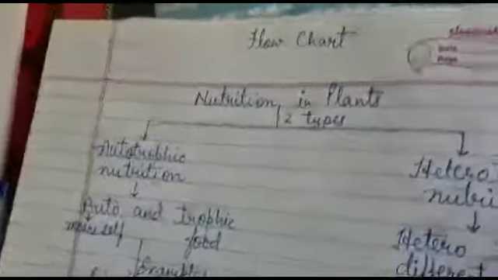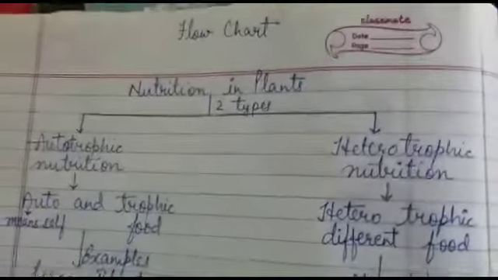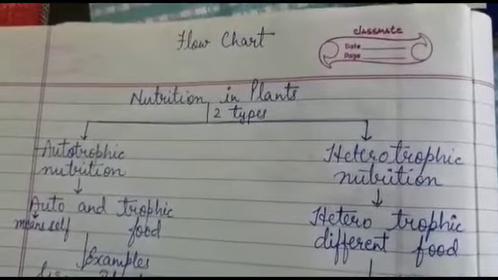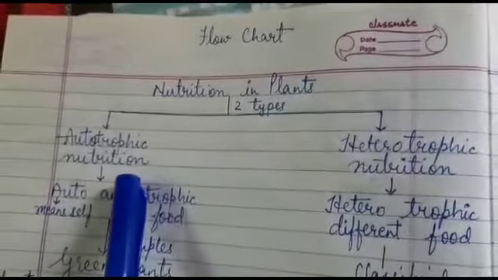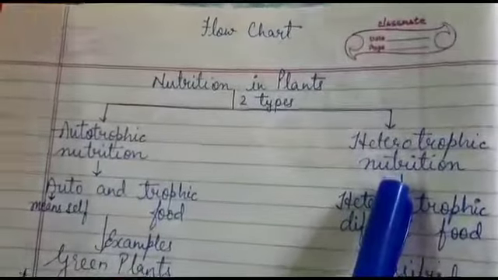Now, as you all know, plants do not have a mouth or digestive system like we have, so how are plants going to take their nutrition? With regard to that, I am going to explain to you now in the form of a flow chart nutrition in plants. Nutrition in plants is basically of two types: autotrophic nutrition and heterotrophic nutrition.